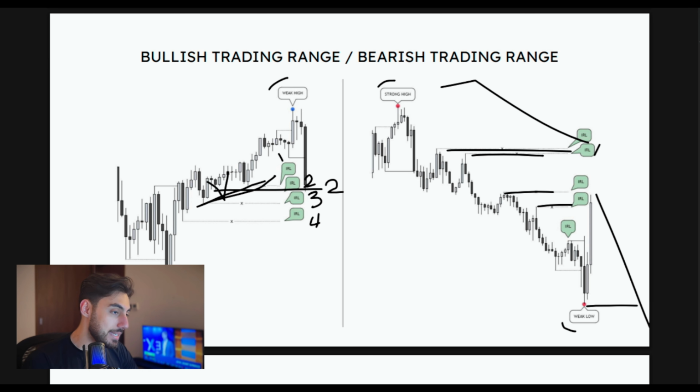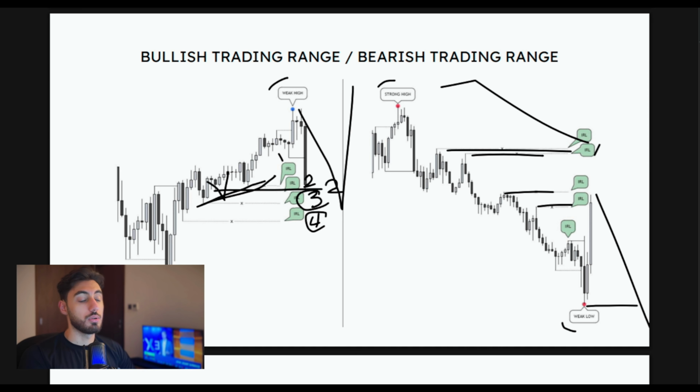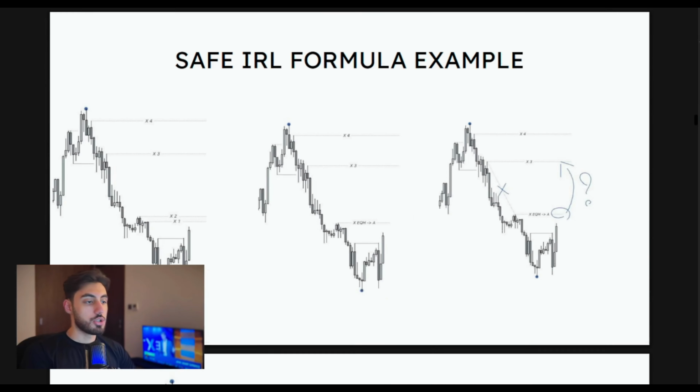That doesn't mean that 3 and 4 are not going to get swept. It means that at least you can expect institutional market makers to take the second one and you can expect a reversal, or maybe price can come down, but at least you can understand this is a high probability liquidity zone. So take a look at the example.